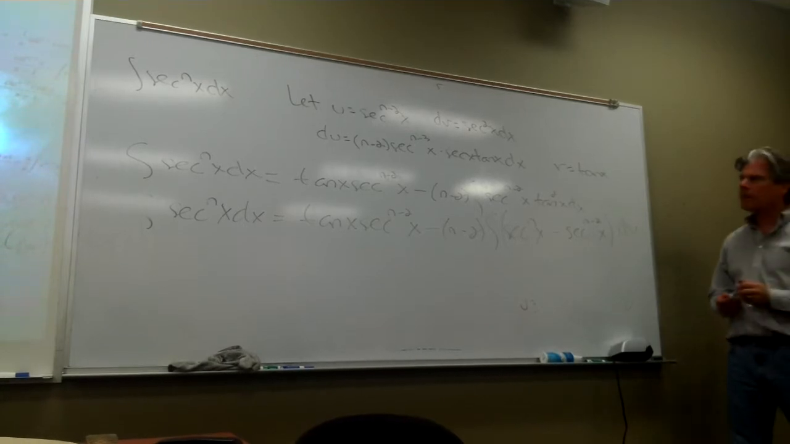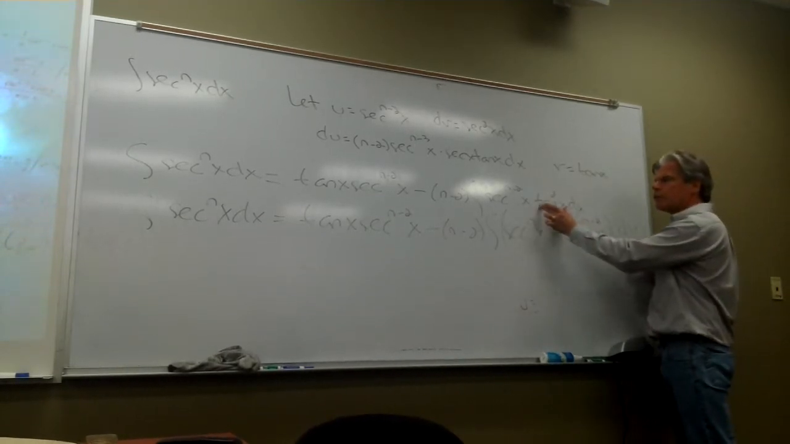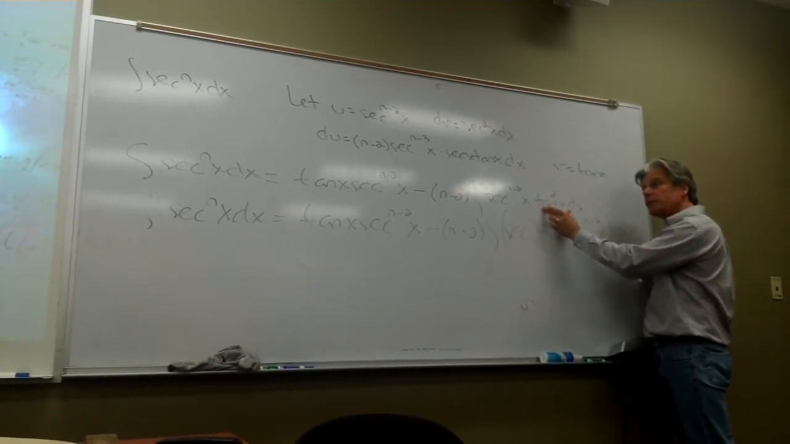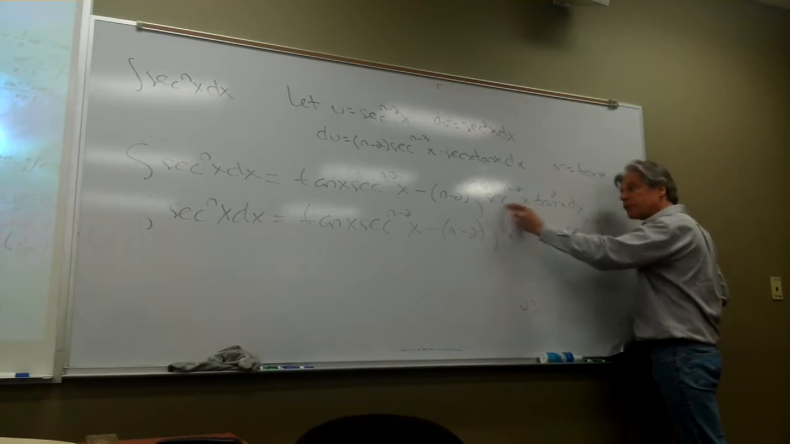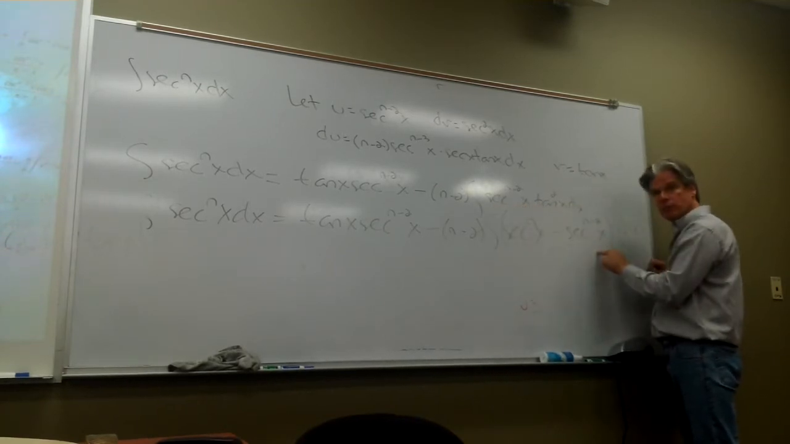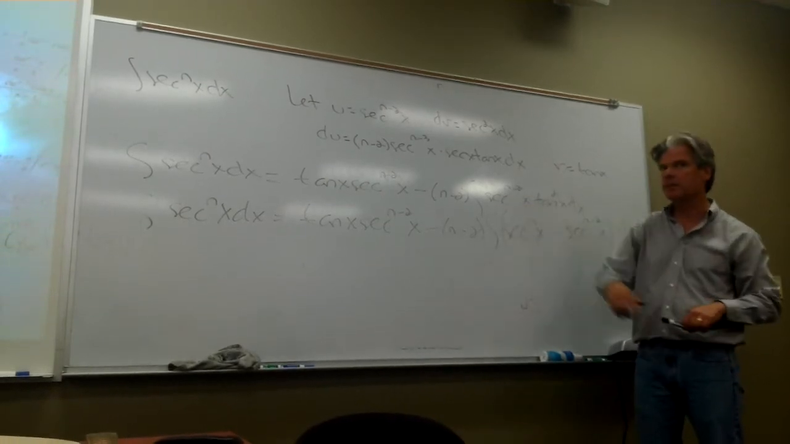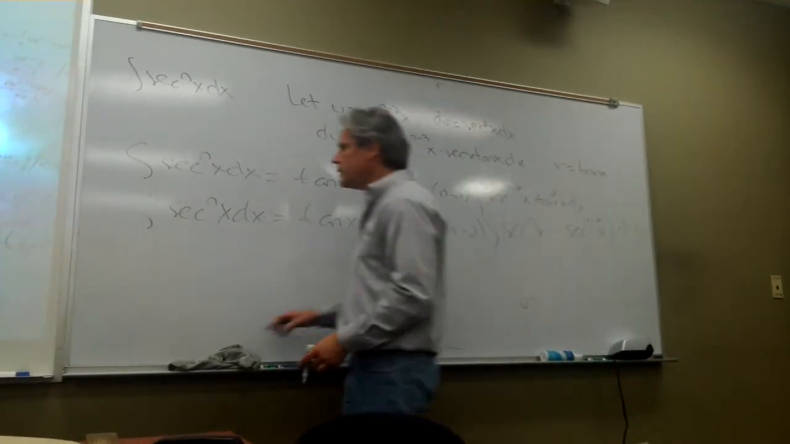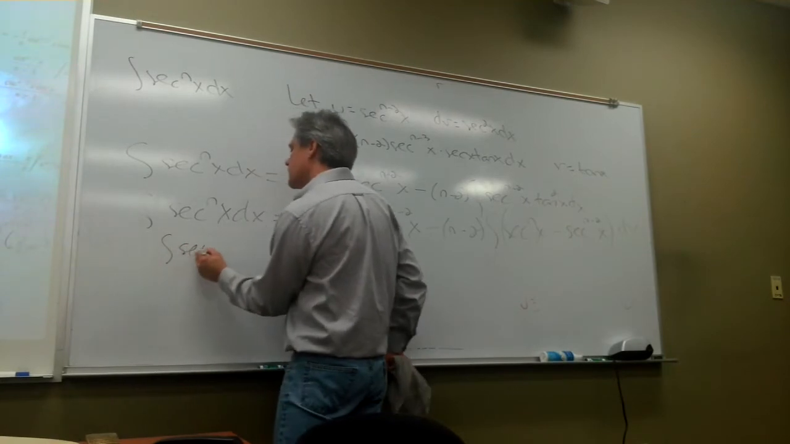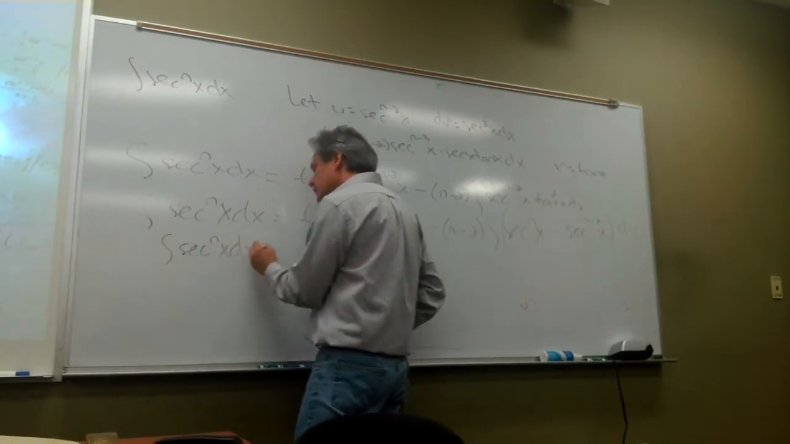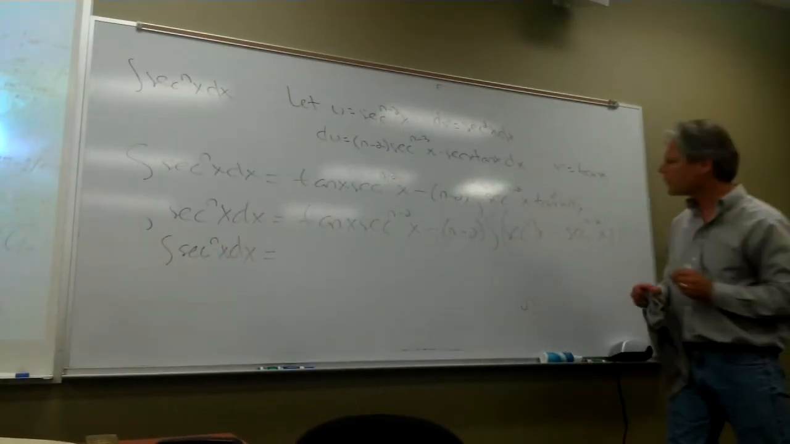I skipped a step. Technically speaking, I replaced tangent squared of x with secant squared of x minus 1. Then distribute this factor over the subtraction operation. It's just that now I can bring this term to the other side. And I think that leaves me with a certain number of secant n of x's as an integrand. How many of those are there, actually?